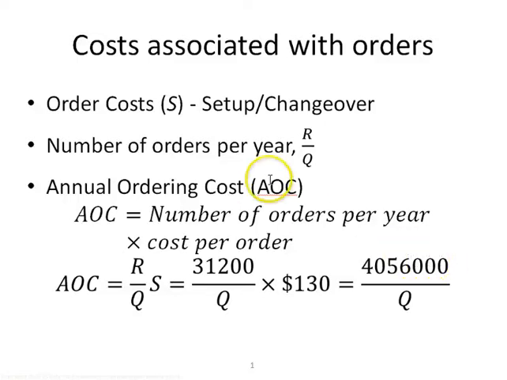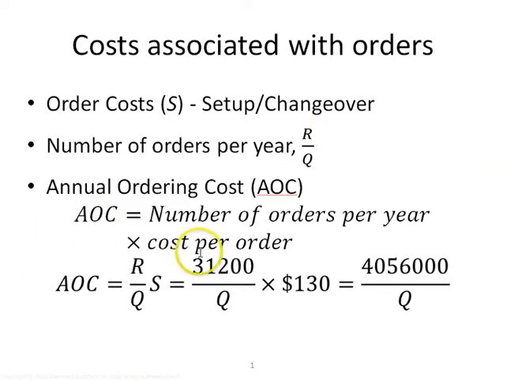The ordering cost, or sometimes referred to as setup or changeover cost, is related to the number of orders per year, R over Q. R is the annual demand. So R over Q gives us the number of orders per year.